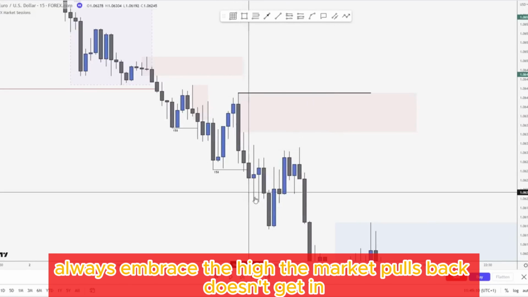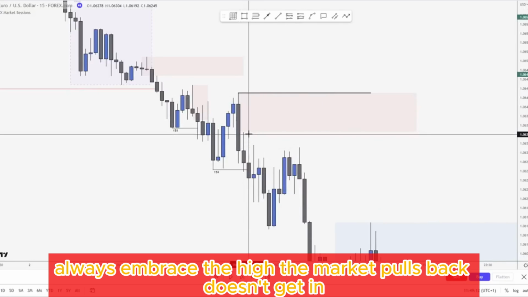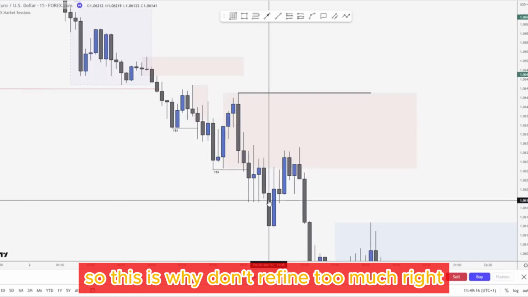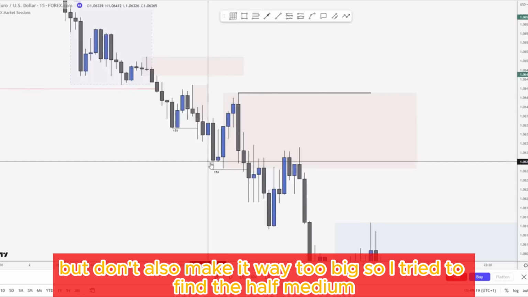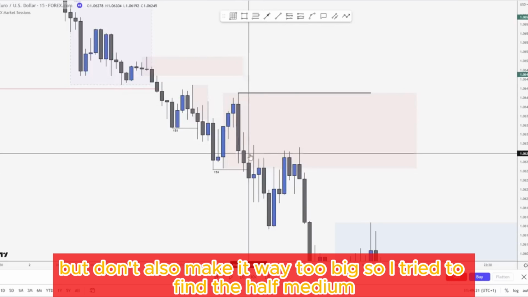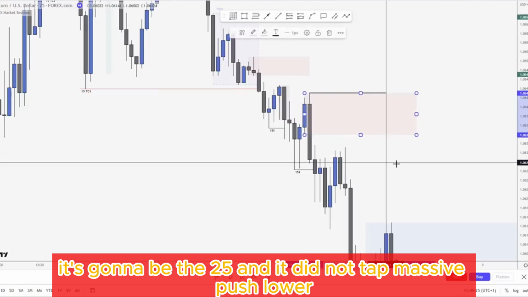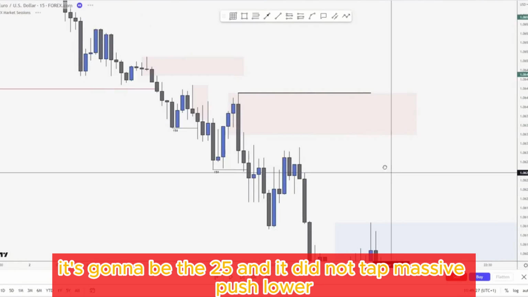Always embrace the high. The market pulls back, doesn't get in. Where did it get in? Inside this whole buy to sell. So this is why don't refine too much, right? But don't also make it way too big. So I tried to find the happy medium, which in this case, if we drop to the 25, it's going to be the 25. And it did not tap.